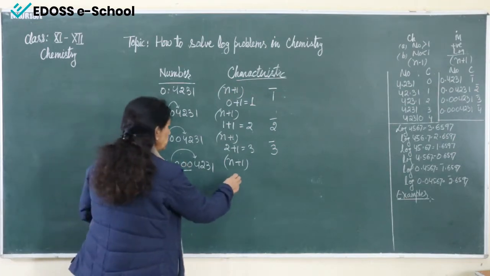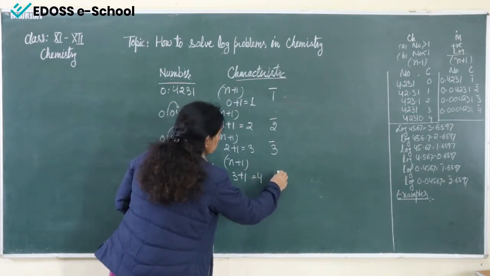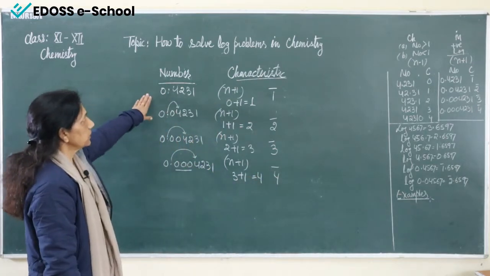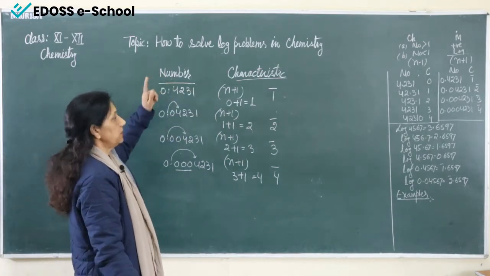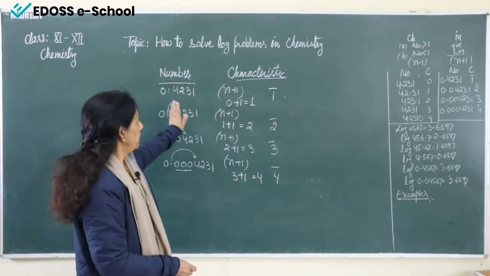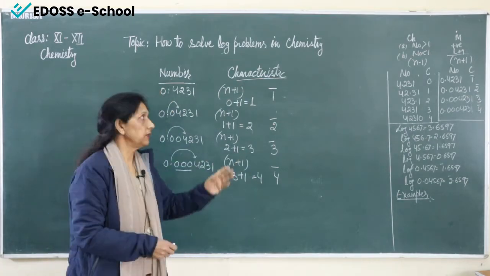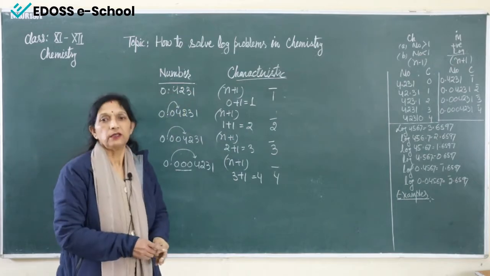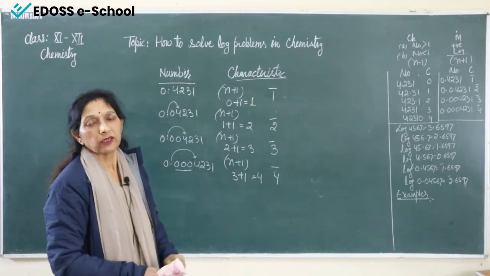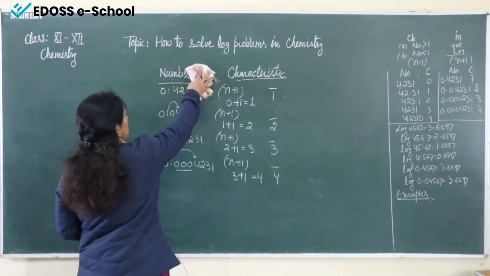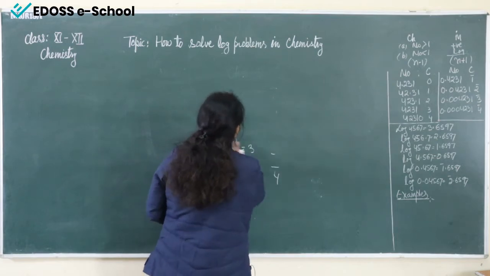So n is 3 and plus 1, this is equal to 4, or this is 4 bar. So in this way, we can calculate the characteristic of numbers which are less than 1. If greater than 1, then n minus 1, and if less than 1, then n plus 1. So this is how to find the characteristic of a number when it is less than 1 or greater than 1.